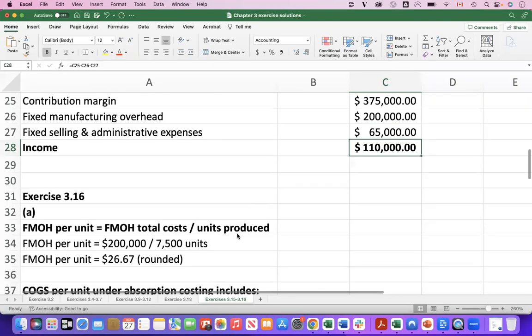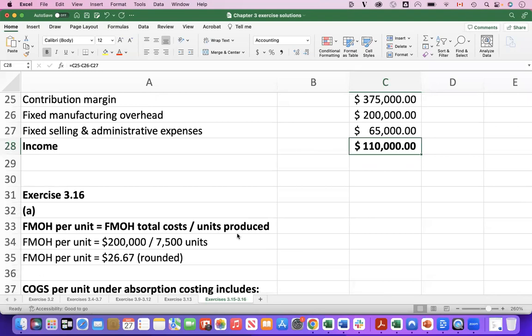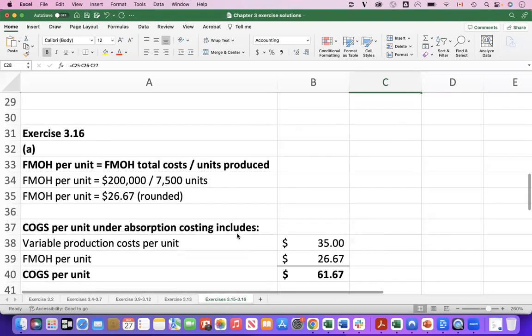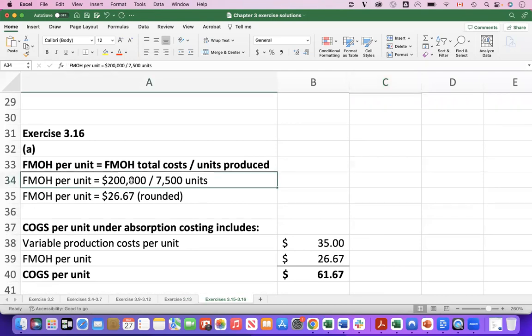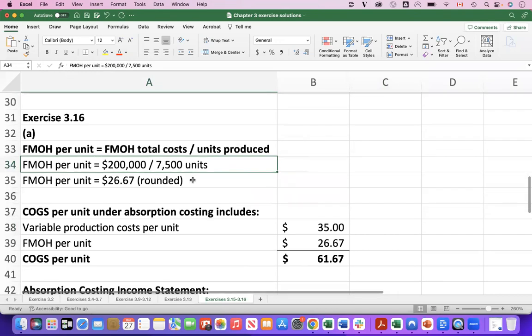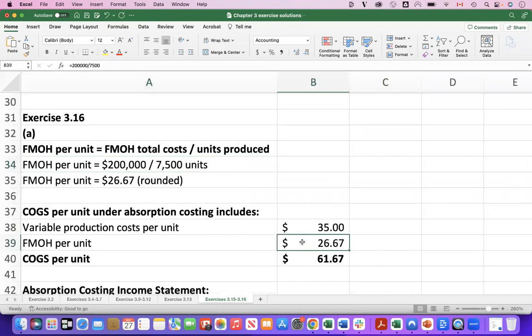So if we scroll down, we want to figure out our fixed manufacturing overhead per unit. Again, it's the total fixed manufacturing overhead incurred for the year of 200,000 divided by the units produced. So it's still going to be that 7,500. We're still going to get fixed manufacturing overhead of $26.67 per ball. Variable production costs remain the same at $35. So our cost of goods sold under absorption costing is still going to be $61.67.